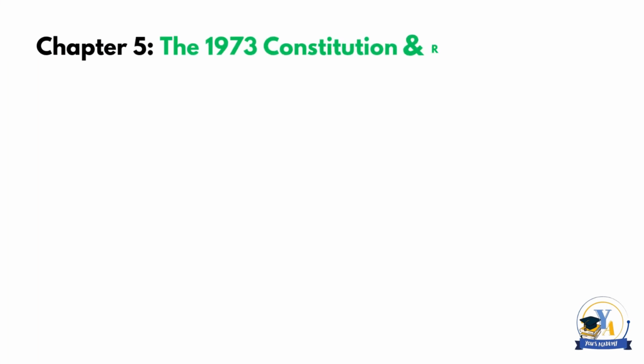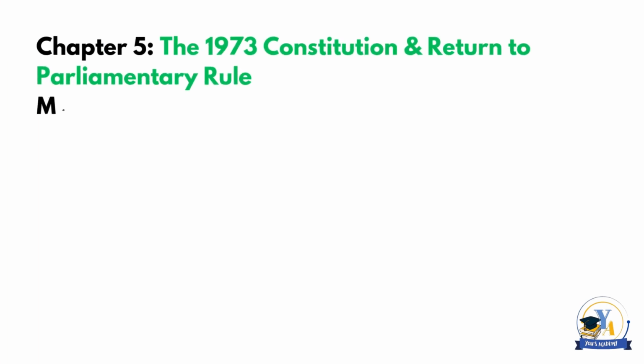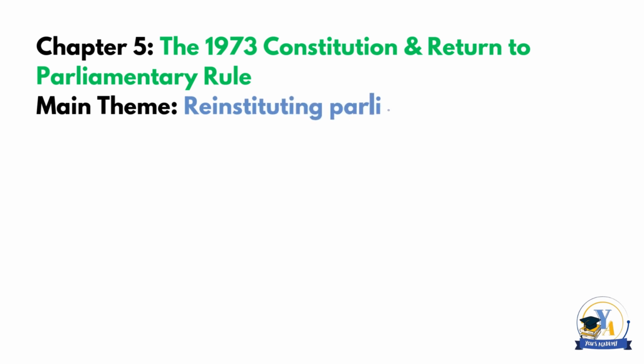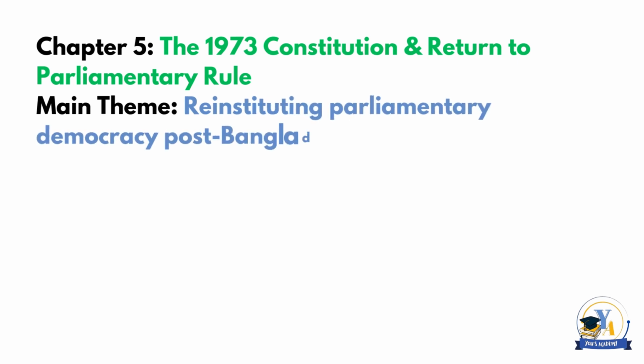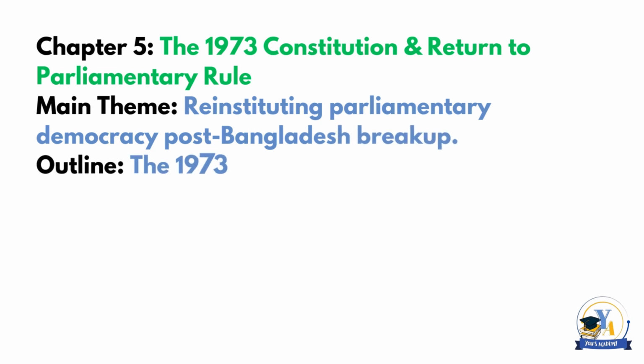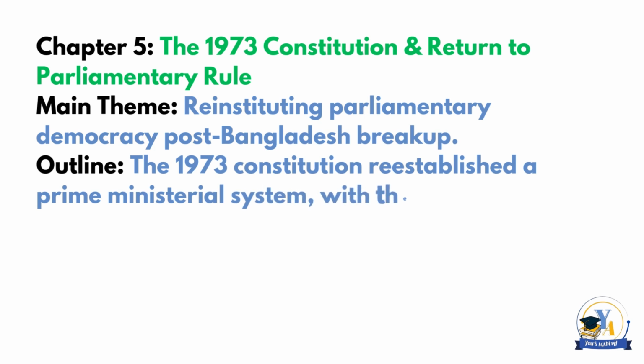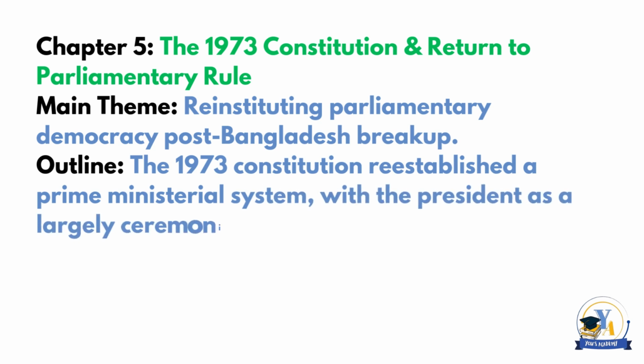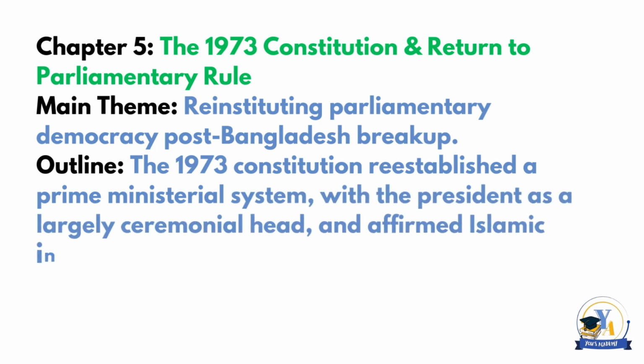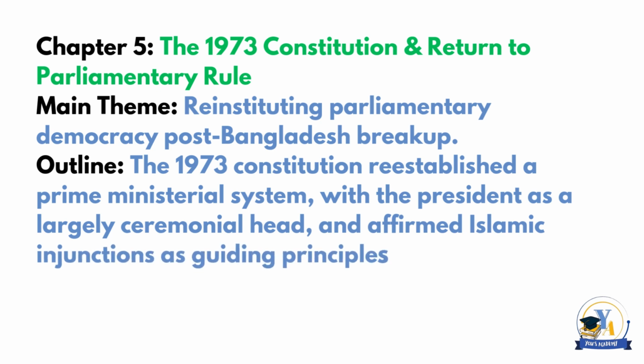Chapter 5: the 1973 Constitution and return to parliamentary rule. Main theme: reinstituting parliamentary democracy post-Bangladesh breakup. Outline: the 1973 Constitution re-established a prime ministerial system, with the president as a largely ceremonial head, and affirmed Islamic injunctions as guiding principles.